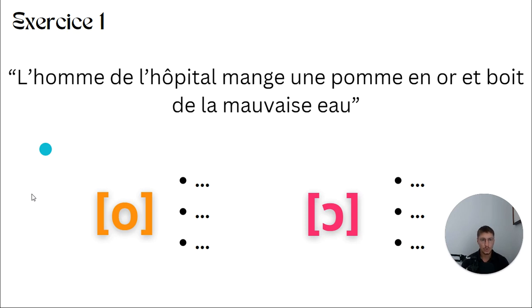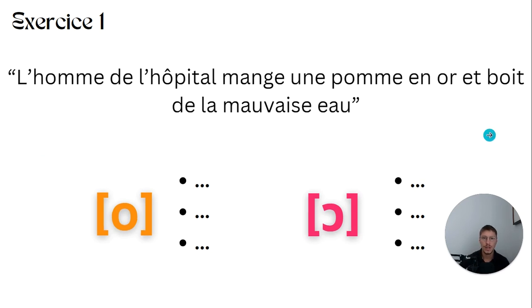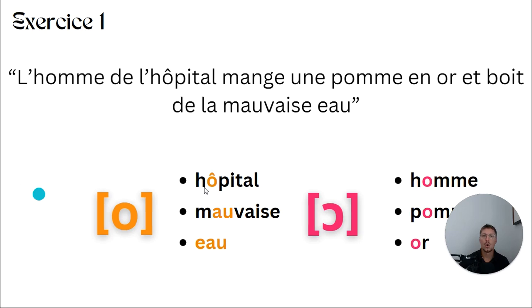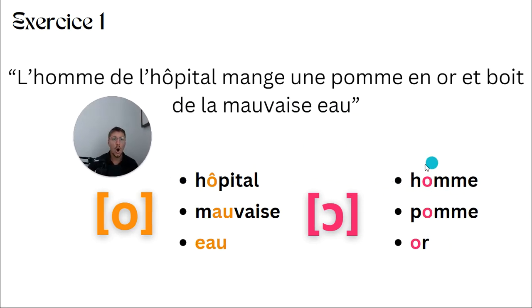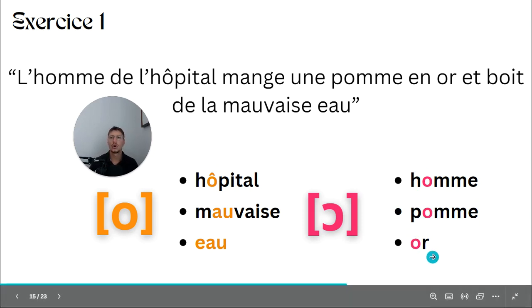You can also, I also want you to practice repeating the sentence after me. But we do this later. First, just identify the sounds. L'homme de l'hôpital mange une pomme en or et boit de la mauvaise eau. C'est bon? Alors on a hôpital, eau, mauvaise, eau et eau, eau. Homme, o, pomme, o, or, o.